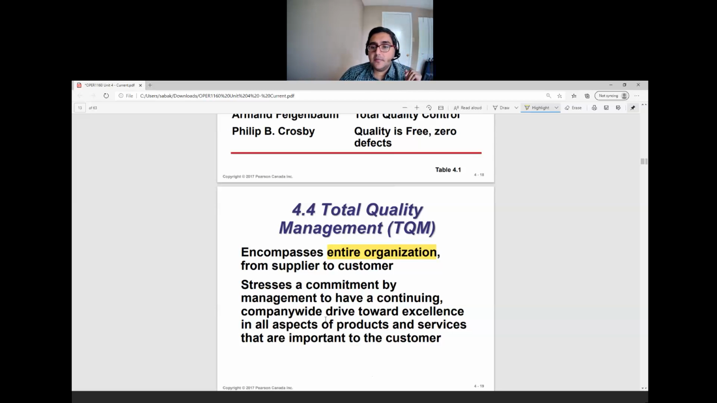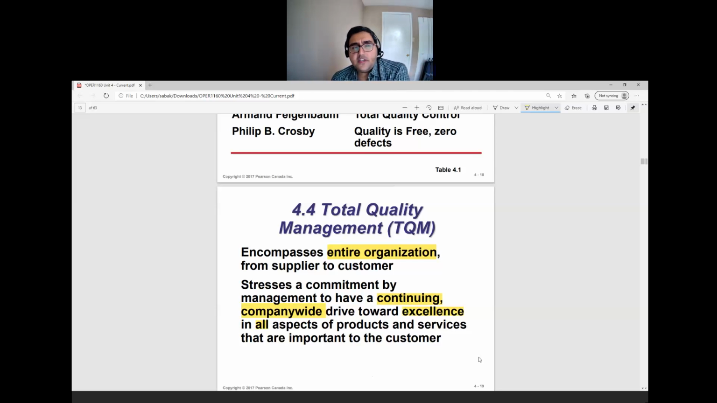So it stresses a commitment. Total quality management has to come from the top level, and there is a need for a commitment by the management to create continuing company-wide excellence in all aspects of the products and services that are important to the customer.